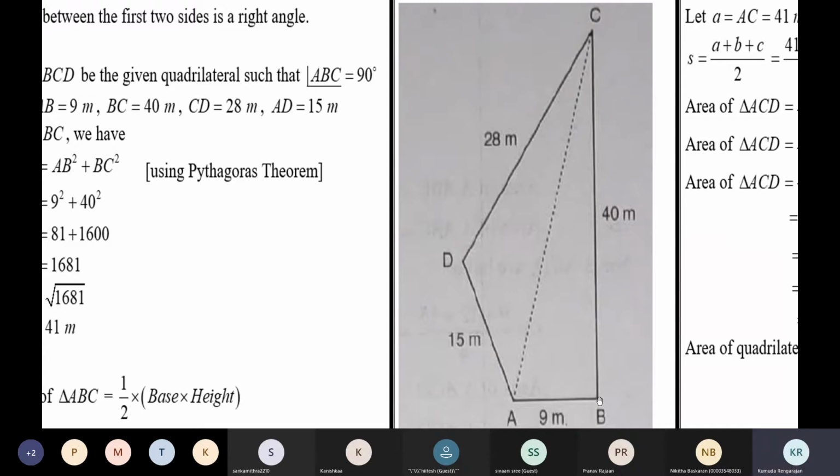Children, do we understand that we should not join BD? Yes, ma'am. Because if you join BD, no triangle will be a right triangle. You're disturbing that 90 degrees, drawing a line segment through it. So don't join BD, join the other diagonal AC.